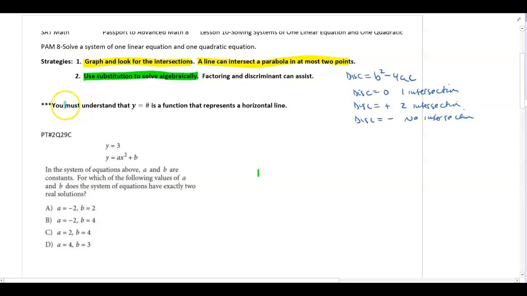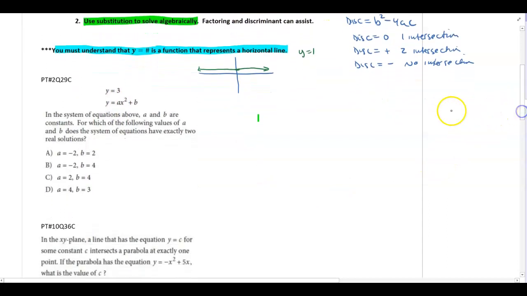Now, one thing you must understand is that y equals a number is a function that represents the graph of a horizontal line. If I graph any function in the form, say y equals 1, I would go to 1 on the y-axis and draw a horizontal line through it. The first question gives you y equals 3 and y equals ax squared plus b. In this system of equations, a and b are constants. For which of the following values of a and b does the system of equations have exactly two real solutions?